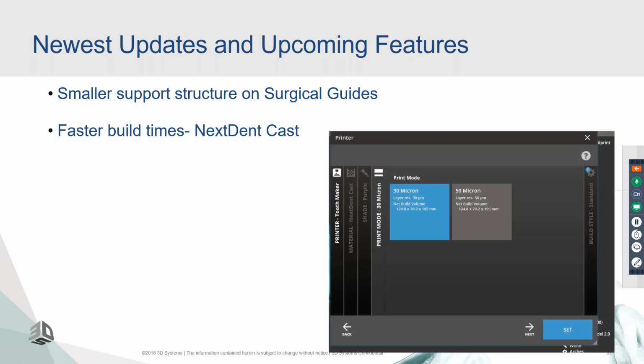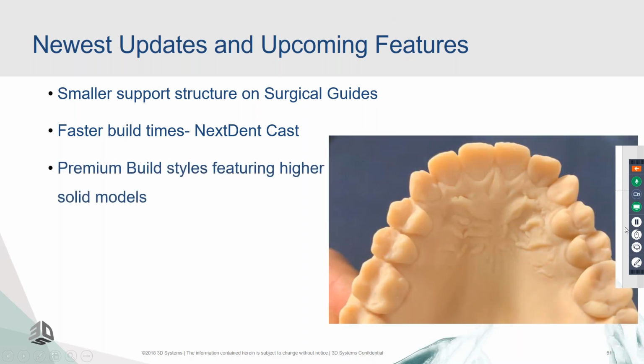We added a 50 micron in NextDent Cast, same accuracy, but we were able to change the slicing and still give you that 30 micron accuracy with a 50 micron slice. So now you have an extra build style. We added a premium build style, so you have higher detail. It's a little bit of a slower build, but you can now do solid models, and it literally does not look like it was printed at all.